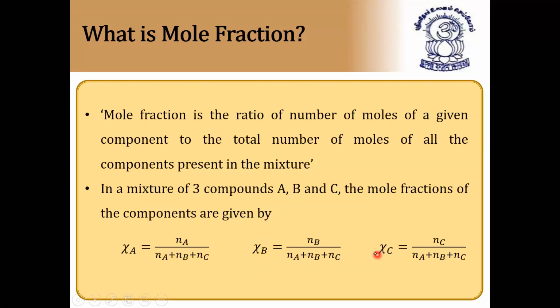We call it the mole fraction of C. It is also chi, C-H-I. So chi of A is equal to the number of moles of A by the total number of moles of the solution. Chi of B is equal to the number of moles of B by the total number of moles of the components. And chi of C is equal to the number of moles of C by the total number of moles. And how to find the number of moles of A? Weight of A by molecular weight of A. So that also we know.